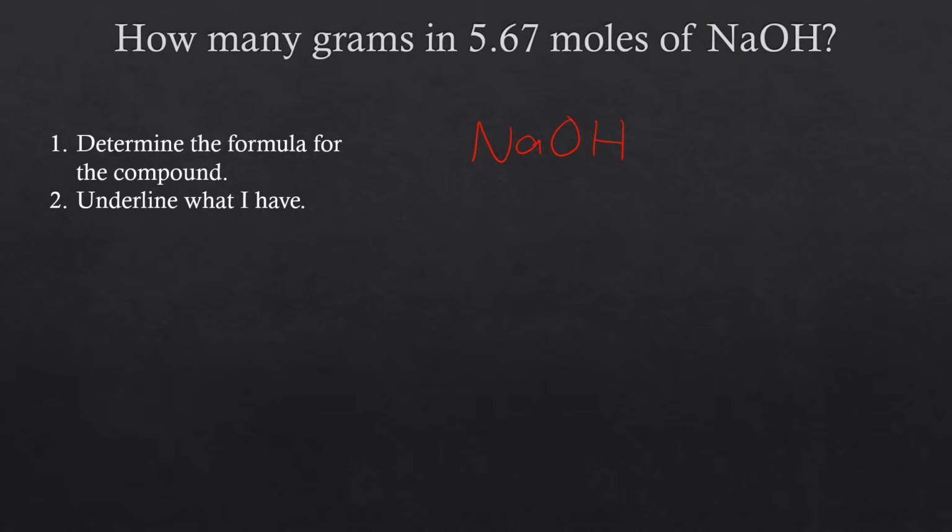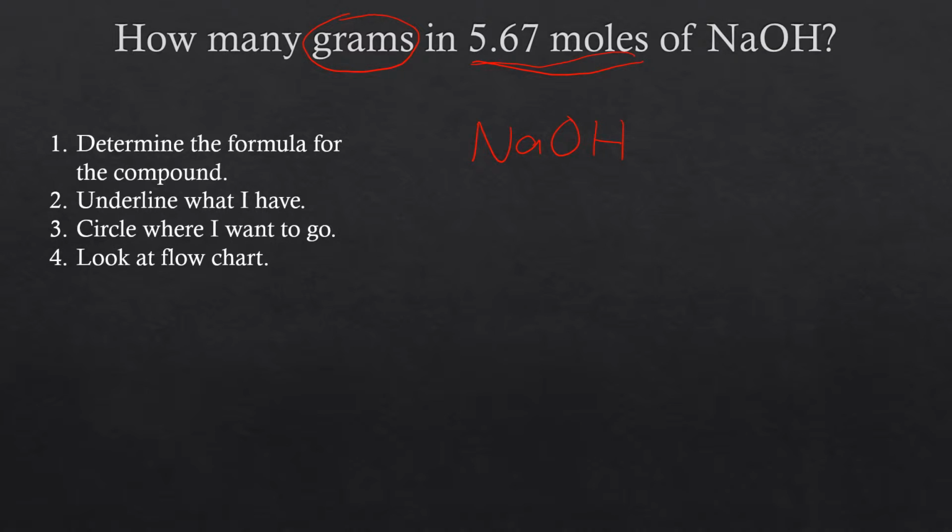The second step is to underline what I have. I have 5.67 moles. That's how much I have. Your third step is to circle where I want to go. The problem is asking me to get my answer in grams. So I'm going to circle grams. How many grams? I want grams. My answer should be in grams.